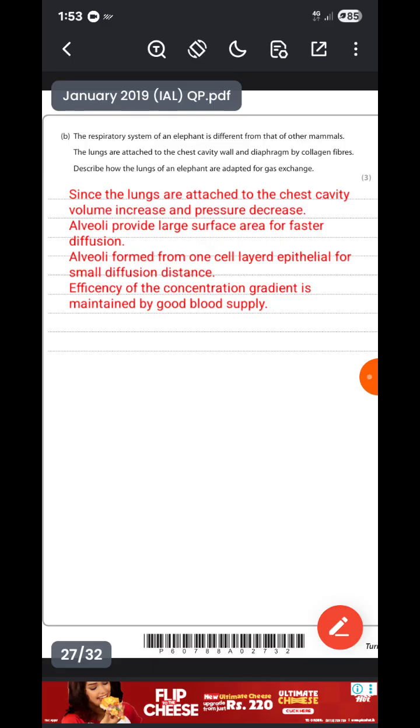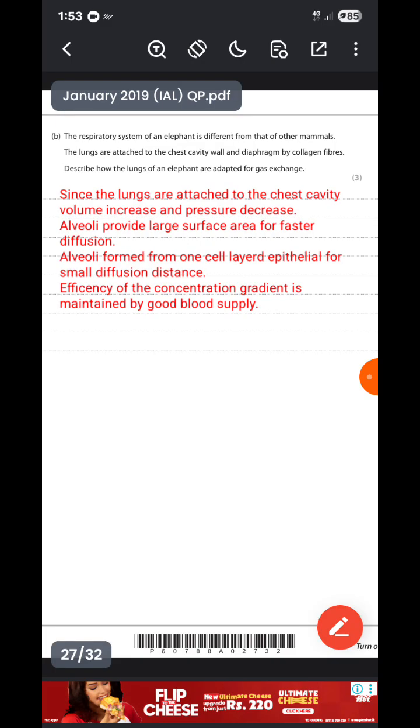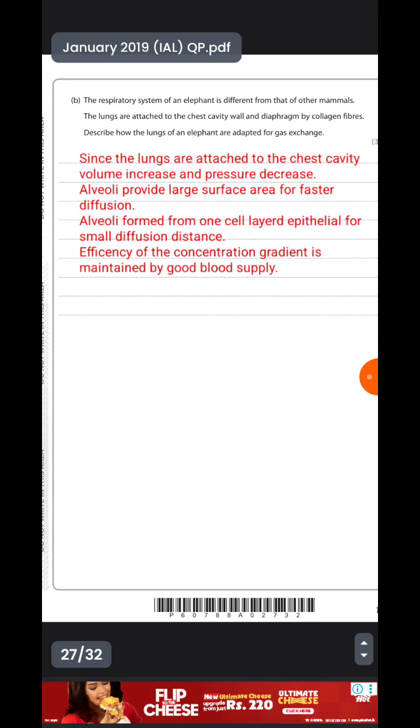So the answer is, first of all, they have given us two pieces of information. The lungs are attached to chest cavity and the diaphragm by collagen fibers. So first of all, we can use them and comment. So we can tell, since the lungs are attached to the chest cavity, volume increases and pressure decreases. Okay, and then as usual, we know in every lung alveoli are present. So according to the theory, we can write alveoli provide large surface area for faster diffusion. Alveoli formed from one cell layered epithelium for small diffusion distance. The concentration gradient is maintained by good blood supply.